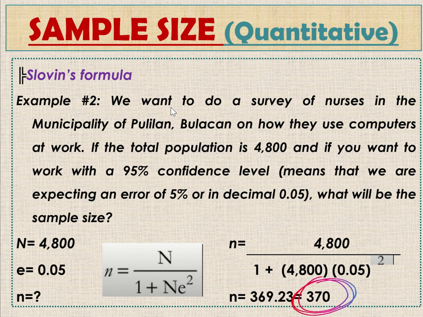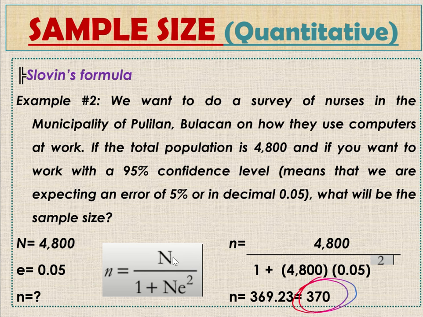So, another example, we want to do a survey of nurses in the municipality of Pulilan, Bulacan, on how they use computers at work. If the total population is 4,800, and if you want to work with a 95% confidence level, so it means that we are expecting an error of 5%, or in decimal, it is 0.05. So what will be the sample size? So just the same, the population is 4,800. The margin of error is 0.05. Needless to say, the confidence level is 95%. And then our sample size is yung hinahanap natin.